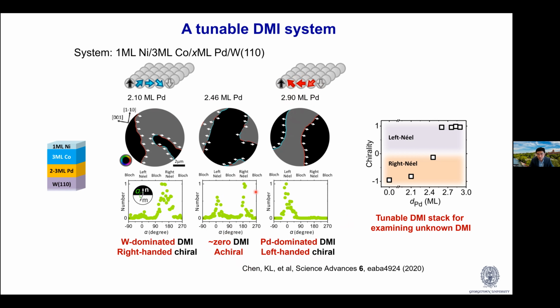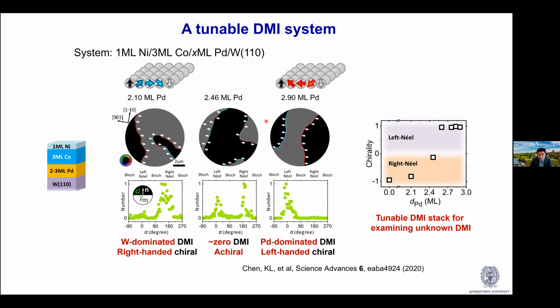So this gives us this clean background, and we're going to tune the system very close to this zero DMI point and see the effect of chemisorption. So we're going to start out slightly on this side. So the system starts out with the left-handed chiral Néel wall, and we'll see what happens as we introduce oxygen.